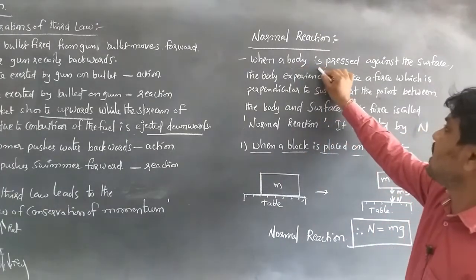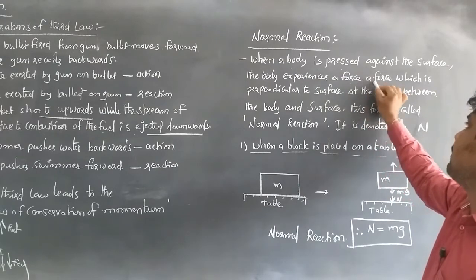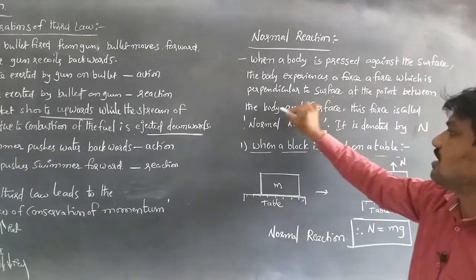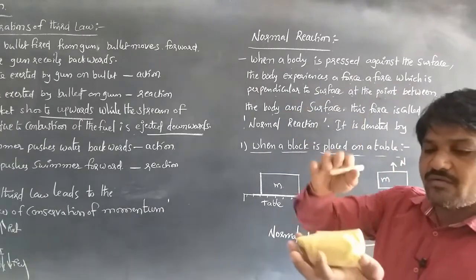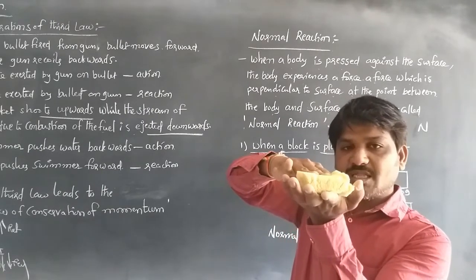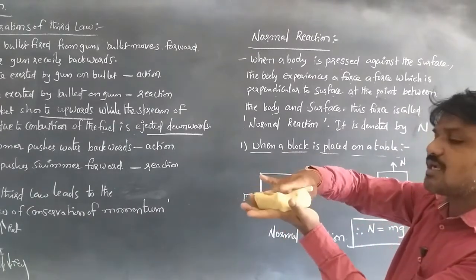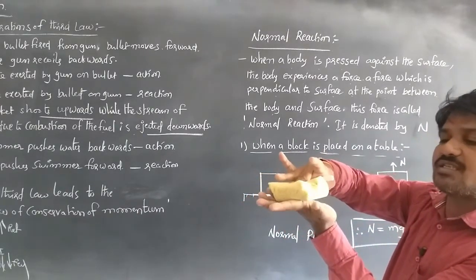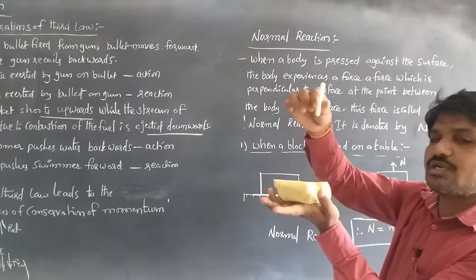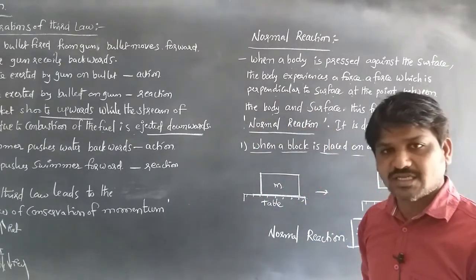When a body is pressed against a surface, the body experiences a force which is perpendicular to the surface, at the point between the body and the surface where the force is applied. It is perpendicular to the surface, like this, and that is called the normal reaction.